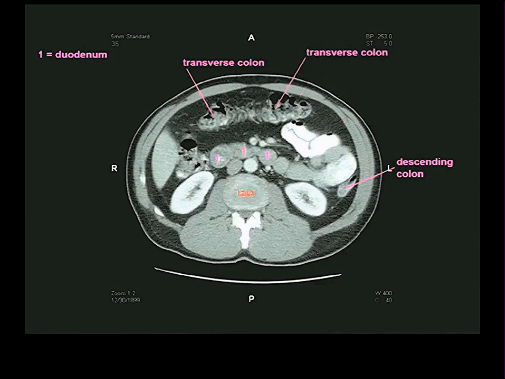Can we say the uncinate part of the pancreas? All right, I will tell you now, but it was covered in a later slide. So let me just finish.